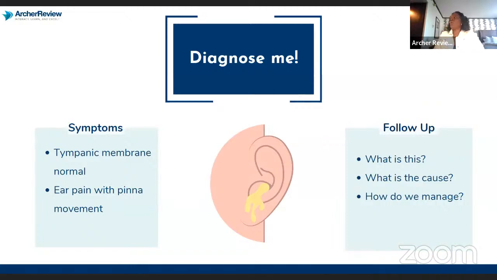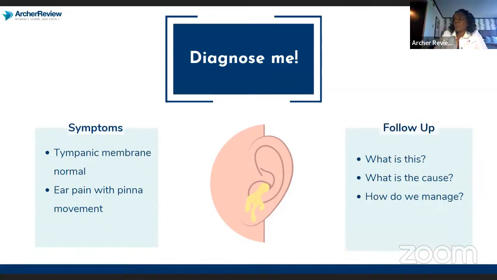All right. So what if the pain was on the outer ear and it hurts to move the pinna, right along here, the pinna? What would that diagnosis be? That would be otitis externa, which is also called swimmer's ear. So you see this a lot of times with patients who swim a lot. And this is caused by a microorganism called Pseudomonas and sometimes Staph aureus.